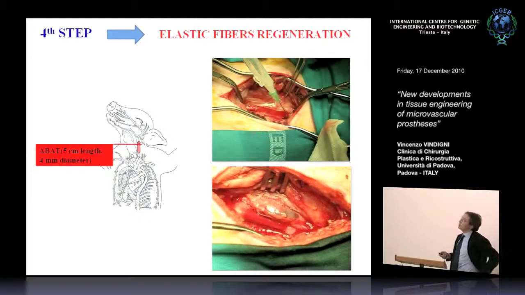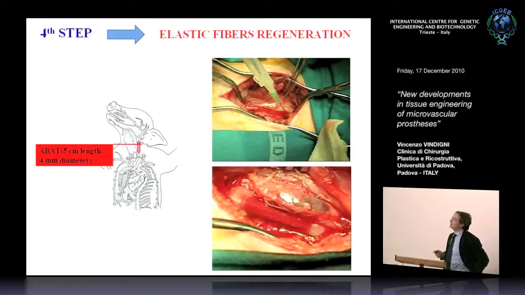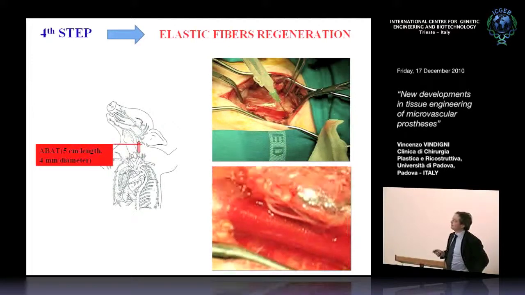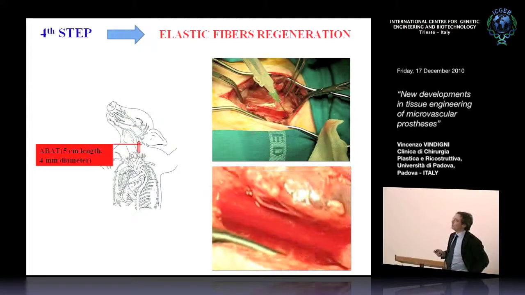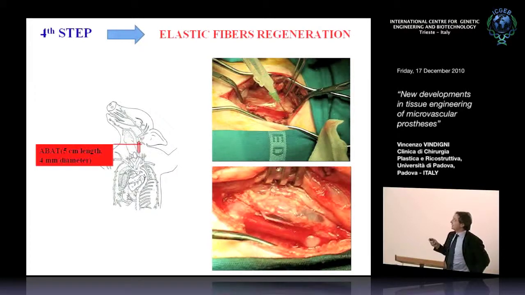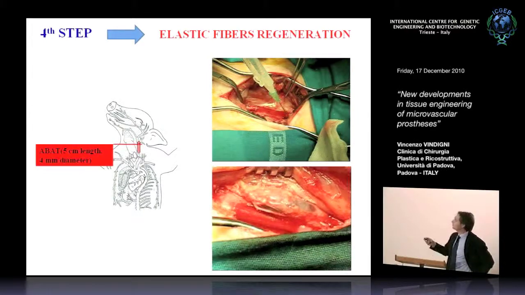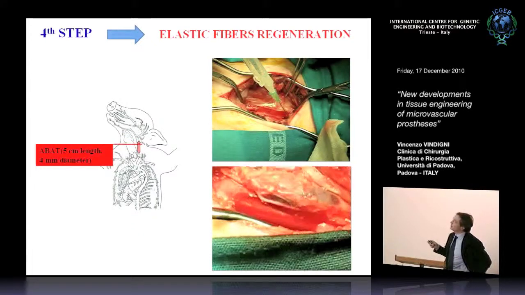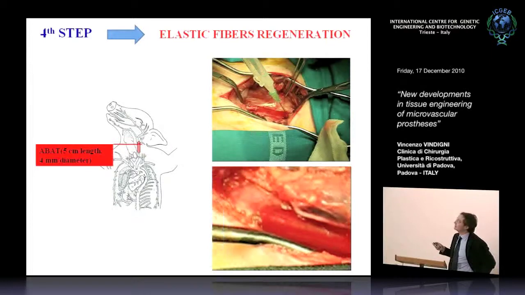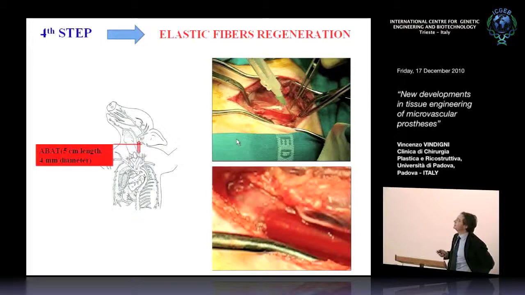Fourth step, we use the prosthesis in a more representative animal model, and we test the ability to substitute a common carotid artery tract. This is the surgical implantation of the prosthesis. We use a 5 centimeter length, 4 millimeter diameter prosthesis, and we need to use fibrin glue to seal the anastomosis, because in the pig you have an important blood flow, and sometimes you can observe some oozing of blood from the prosthesis.